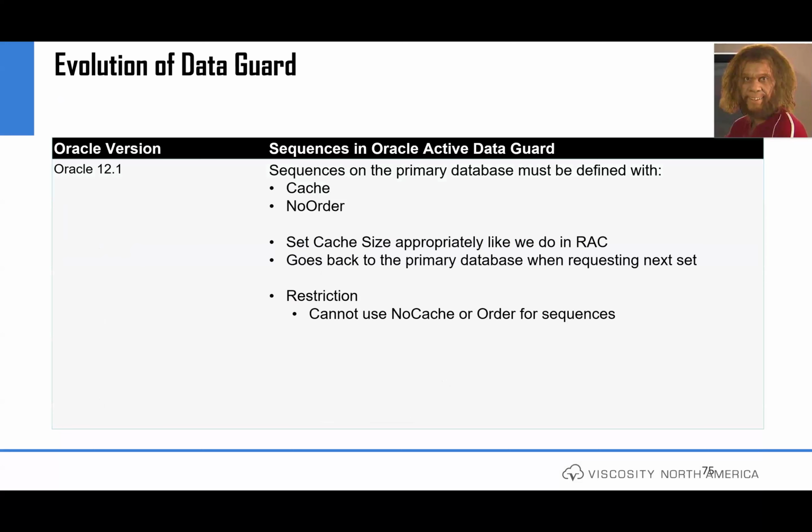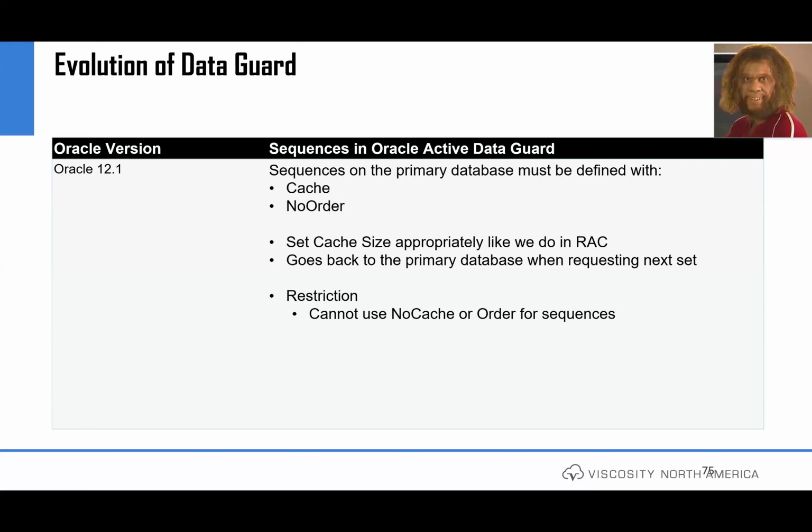And in 12.1 also, if you have Active Data Guard, Oracle gave us the capability to leverage sequences on the standby database. And so the sequences have to be defined on the primary, but you can actually do a nextval on the standby database. And you're wondering, why is that important?